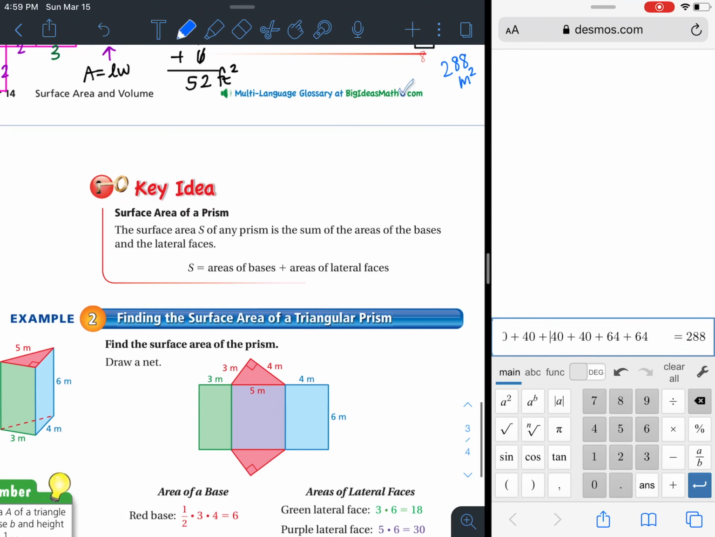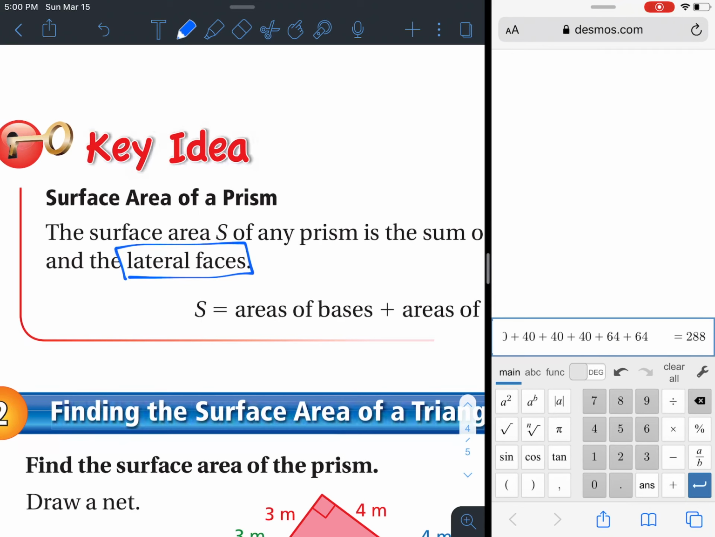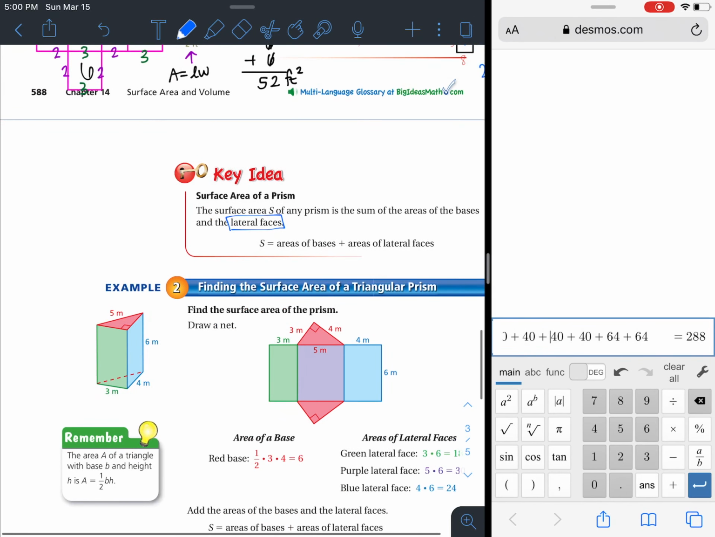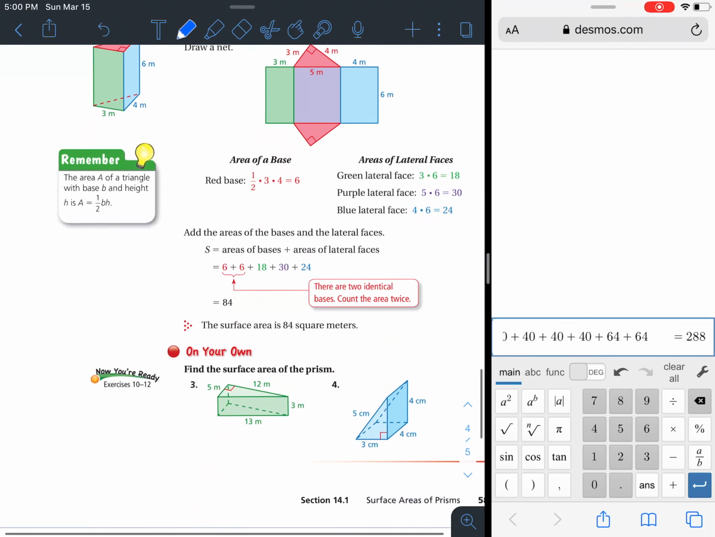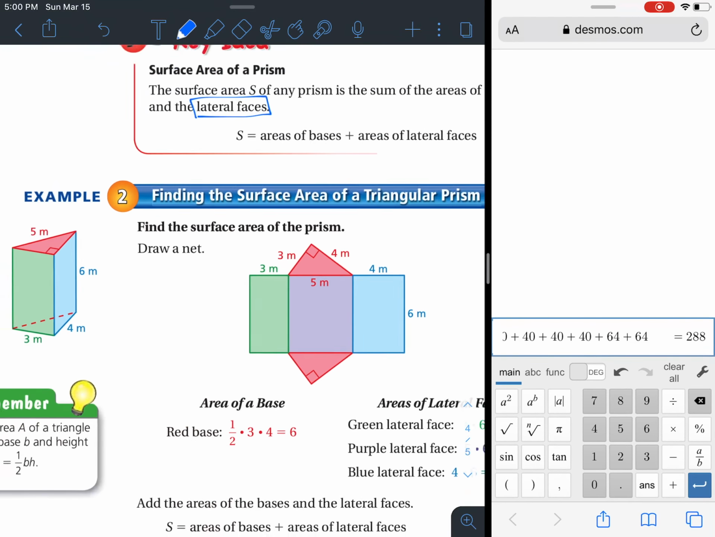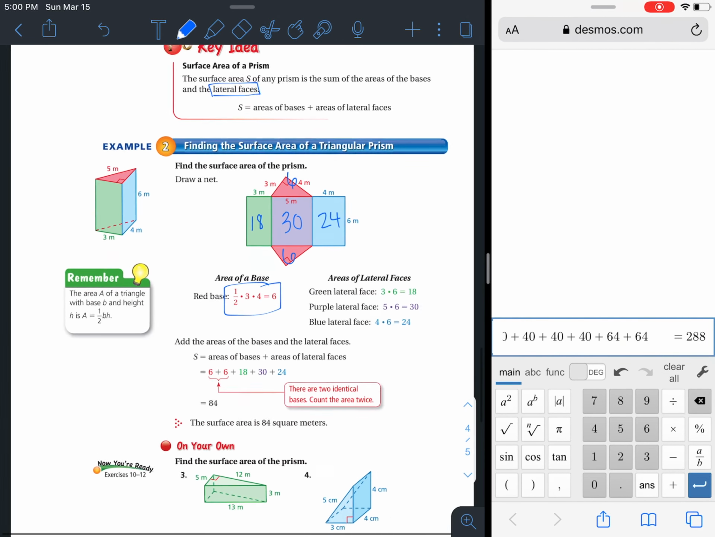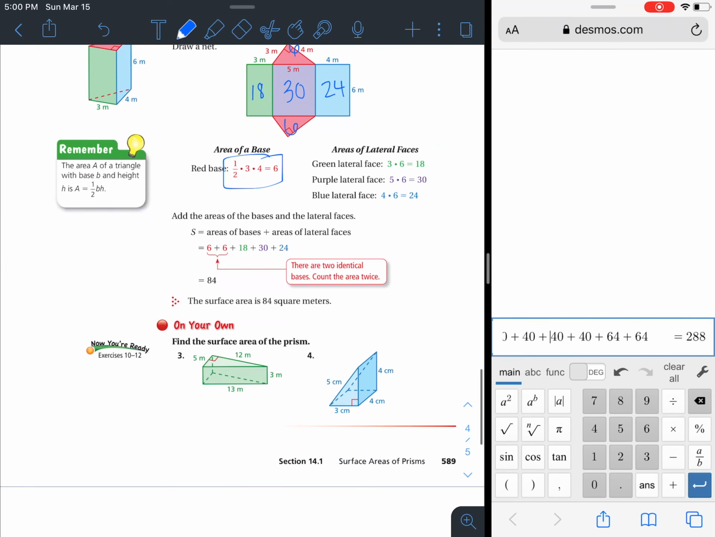All right, so the key idea, the surface area of any prism is the sum of the areas of the bases and the lateral faces. Lateral faces is just a fancy word for the sides. So if we look at this triangle one that's already been given, it's like the example we did earlier. So the sides, 3 times 6, this one was 18. 5 times 6 is 30, 24. And then they showed you right here, 1/2 the area of the base, 6 and 6. So then you add them all together.